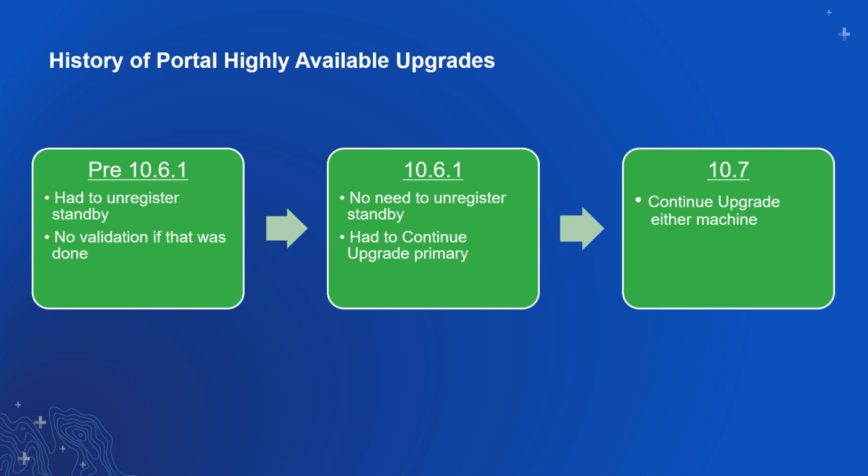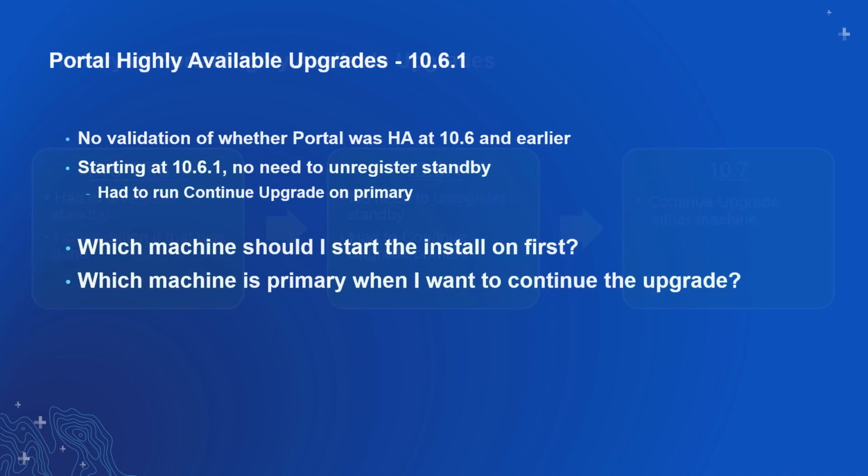So let's talk about high availability portals. In the past 3 releases, there was a lot of changes. It changed up quite a bit. If you were upgrading to a version prior to 10.6.1, you were required to break the high availability before you could upgrade. At 10.6.1, we didn't require you to break the high availability, but there was other problems after that. At 10.7, we made even more improvements. I'm going to talk through the 10.6.1 and 10.7 changes more here.